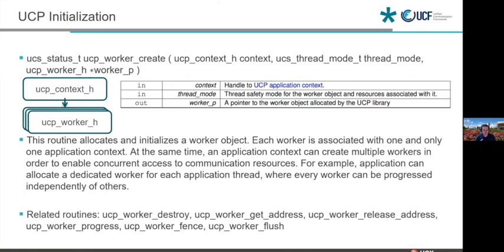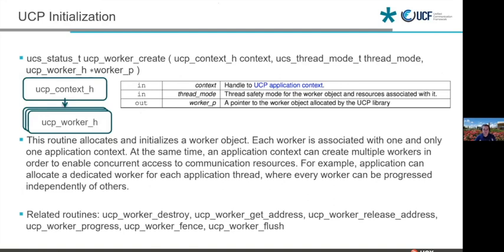Once you've created that context, then you can start to create workers. ucp_worker_create takes the context handle. Then you can specify something called thread mode. This is a data structure that says, okay, do I want to do something that's multi-threaded? Do I want to have multiple threads per node? Or do I want to have a single thread that basically has no locks? There might be different contexts when you want to do each of those.